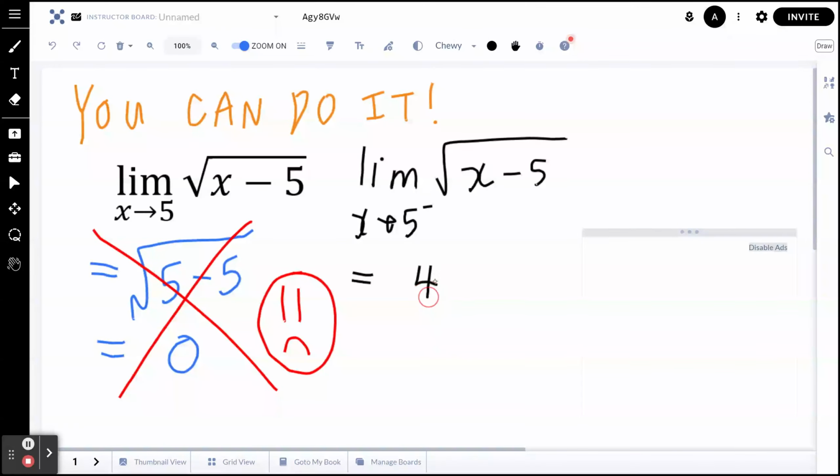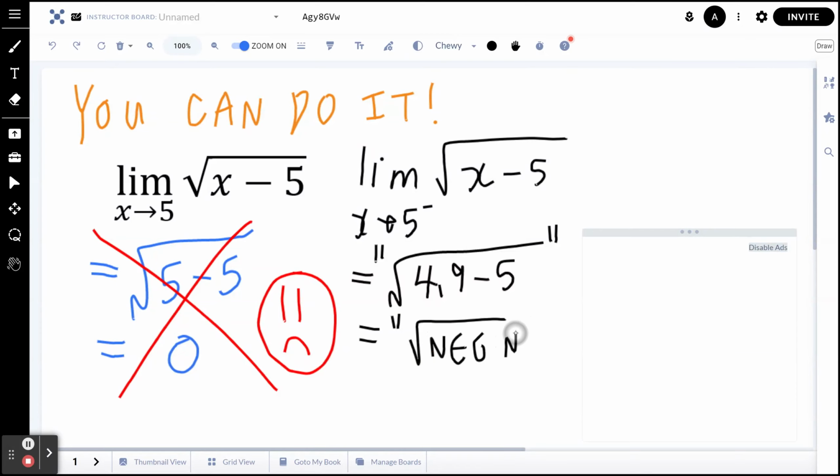If you plug in, for example, 4.9 minus 5, and I'll put this in quotation marks, you would discover that this is the square root of a negative number. And of course, you can't really find the square root of a negative number, which signals to you that the answer is going to be DNE, does not exist.